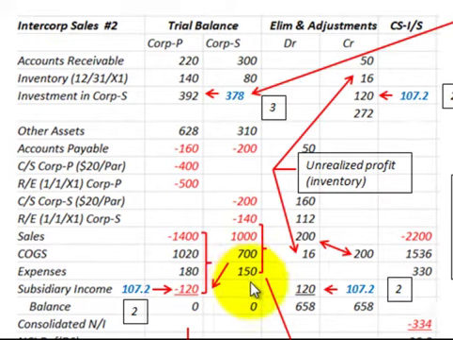And then the only elimination we had to make was the subsidiary's income. In this case, we would be debiting subsidiary income for $107,200 versus the $120,000, and then our credit would be the investment in the subsidiary for $107,200 versus the $120,000 that we'd be using for the simple equity method.